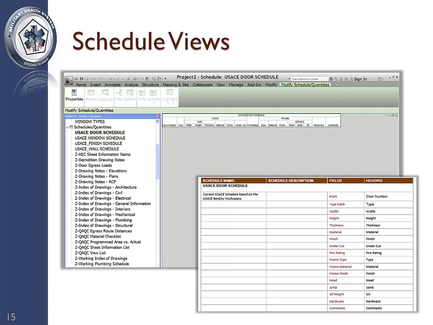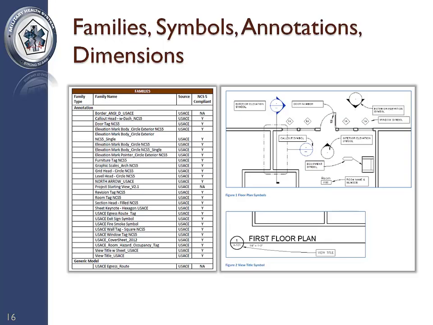Note a couple of these. The Z-QAQC egress route distances schedule records egress distances of labeled paths. The Z-QAQC programmed area versus actual schedule allows the user to compare the programmed area with the actual modeled area and calculates the differences. New family types are provided in the template, including USACE symbols, tags, and border sheets. Also included are the USACE standard fonts and 2 types of dimensions, slashes and arrows.